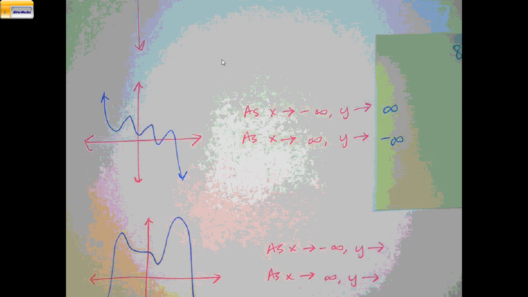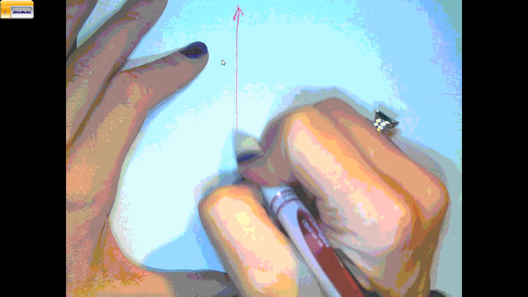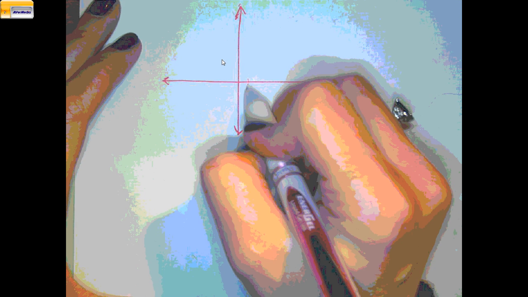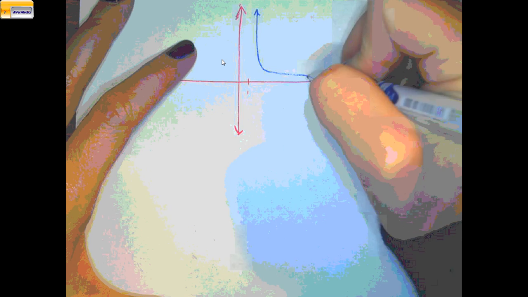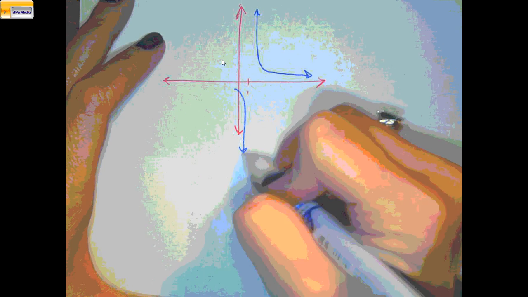Unfortunately, 16 looks a little bit more complicated than that. Is that true? 16 looks a little funky. Let me get my pink pen. Let's say it looks like this. Let's say that that's my graph. All right, think about it.